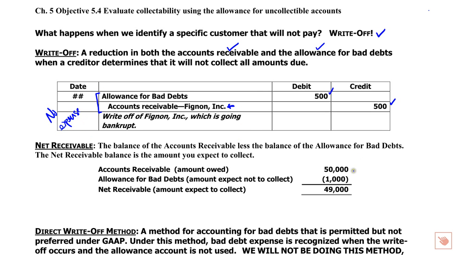One other piece of terminology you need to be familiar with is net receivable. So moving on from write-off. The accounts receivable is how much you're owed. The allowance for bad debt is how much you expect not to get paid. And the net receivable is how much you expect to collect. Okay? So the amount that will be displayed on the balance sheet is the net receivable.